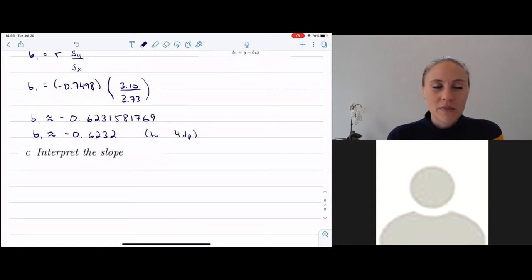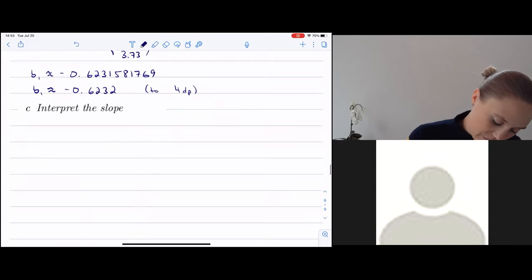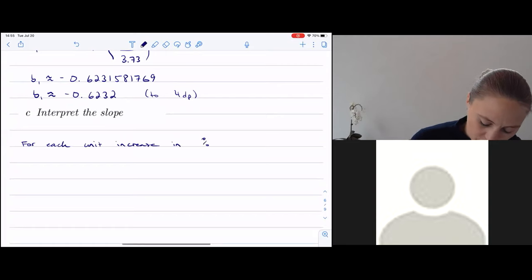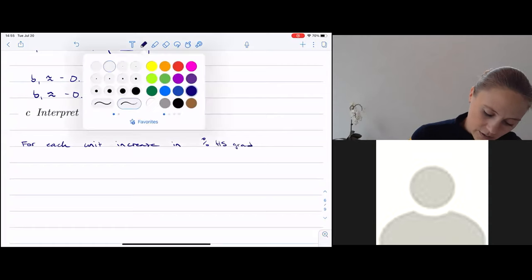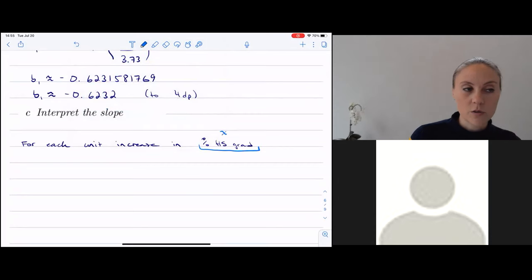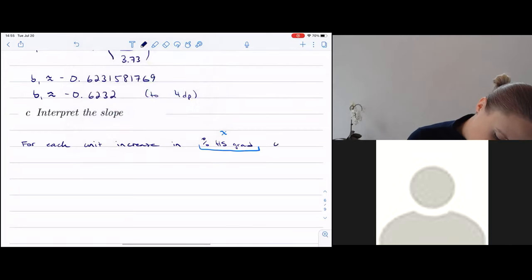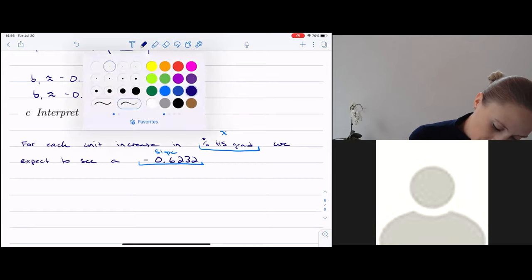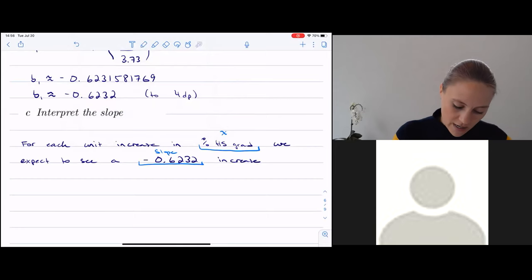In general, right, remember what the definition of the slope is. The slope says that for each unit increase in x, we're going to see a slope increase in the predicted value of y. Now, applying that to this situation, right, for each unit increase in the percentage of high school grad, right? In general, this is x, right? So for each unit increase in x, we expect to see a negative 0.6232, which is the slope, increase.